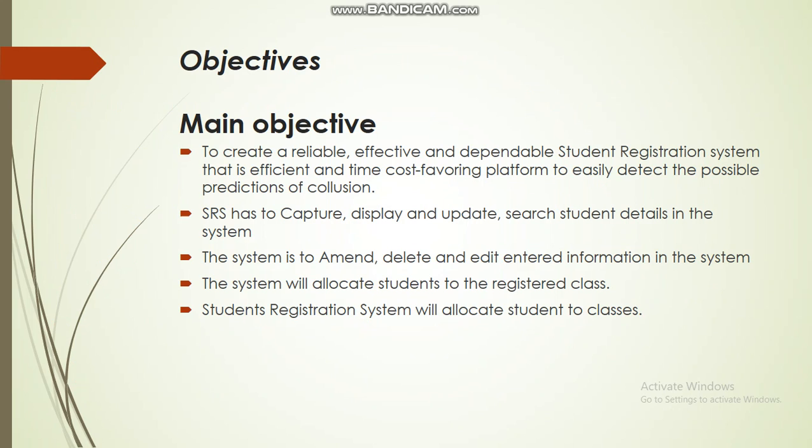Then main objectives: to create a reliable, effective and dependable student registration system that is efficient and time and cost favoring platform. To easily detect the possible predictions of the collision. The student registration system has to capture, display and update student details in the system. The system is to amend, delete and edit entered information in the system. The system will allocate students to the registered class.